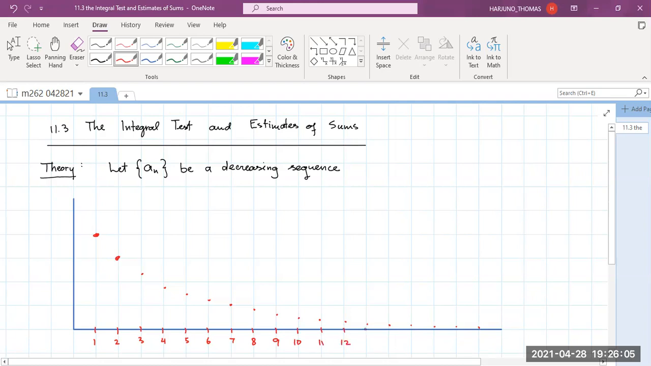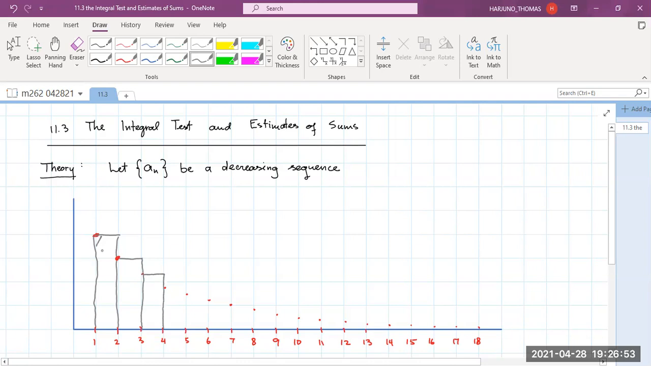Now, to find the sum of this sequence, we will add the following area of boxes. You know what? I'll just do it this way. So I create a box here. Now the area under this box will be the sum up to the nth term.